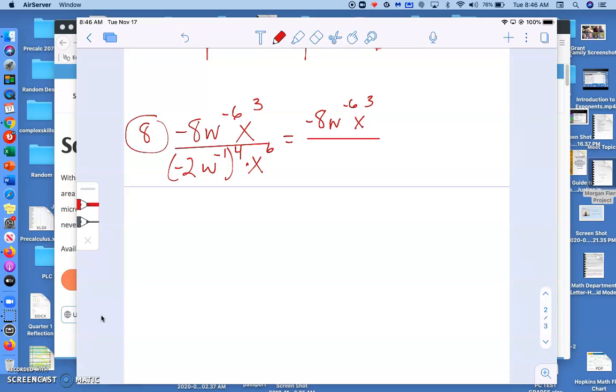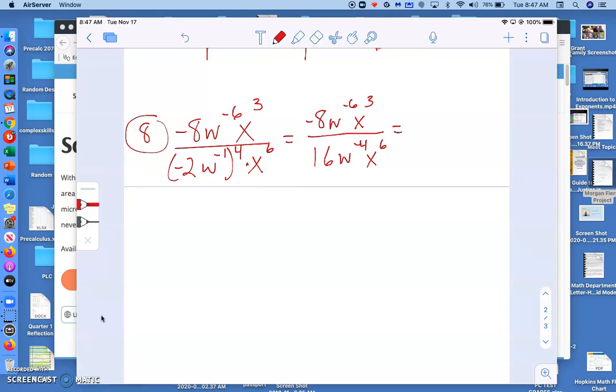But now the bottom, so we got -2 to the 4th, w to the -4th, x to the 6th. And well, -2 to the 4th, -2 times -2 is 4, times -2 is -8, times -2 is 16. So I'm going to erase that and say, well, that's positive 16.